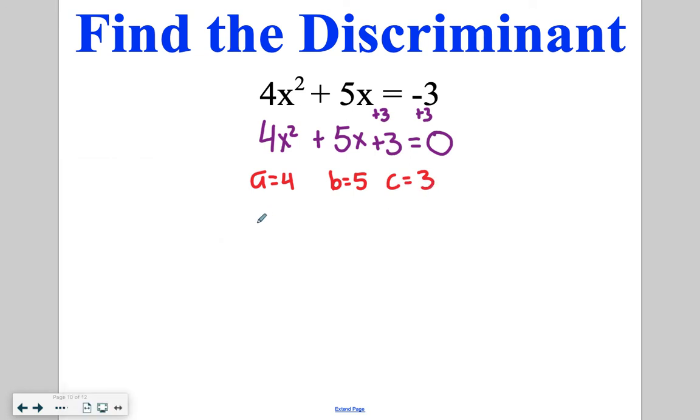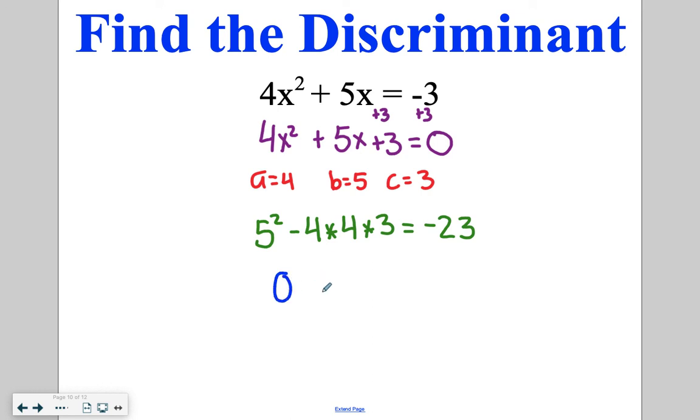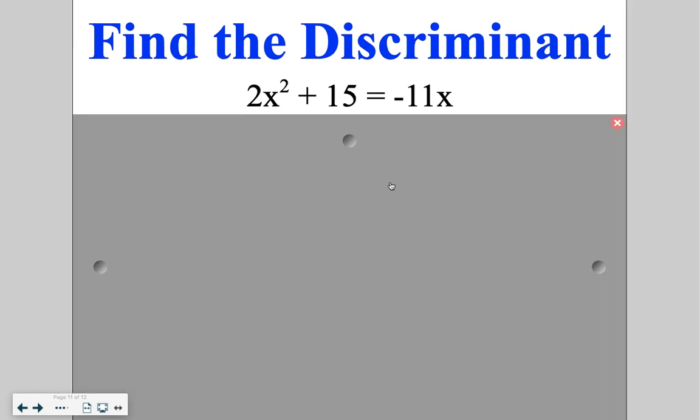Then to find just my discriminant, I've got 5 squared minus 4 times 4 times 3, which is going to give you an answer of negative 23. Since that answer is a negative, you would have 0 real solutions, or no solutions to this particular quadratic function. Go ahead and try this one on your own.